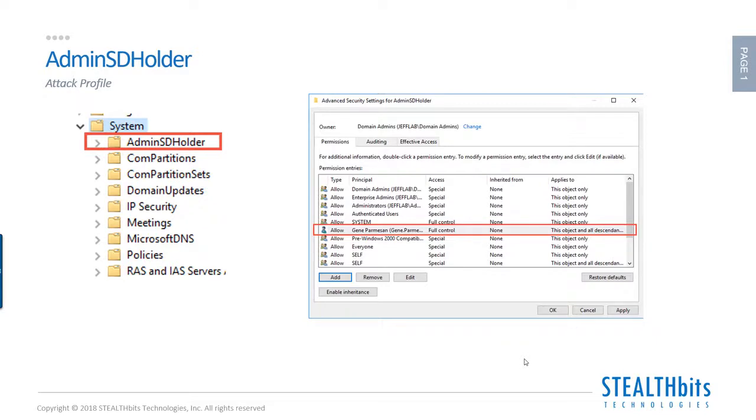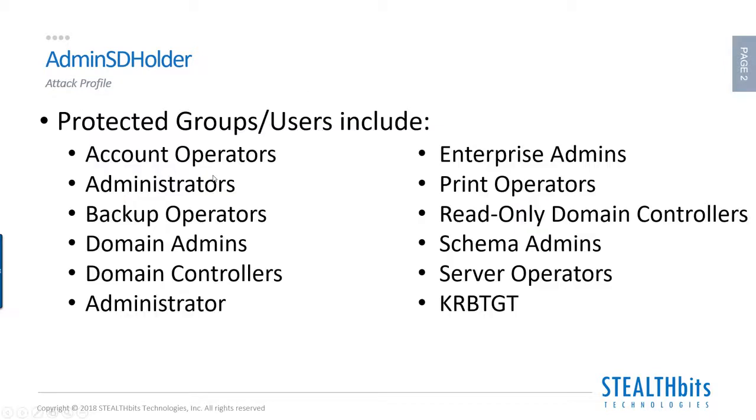And if your permission is discovered on Domain Admins and removed, Active Directory will copy this template of permissions back to those objects every 60 minutes by default using a process called SDProp. And just for reference, all of those protected groups and users include just about everything you would want access to in Active Directory: Domain Admins, the KRBTGT service account. So this is something that can give uncontrolled access to your domain and should be looked at closely. So let's take a look at how this attack works.